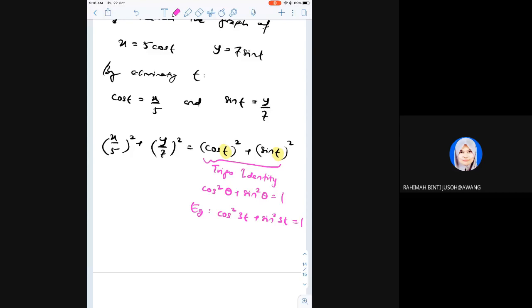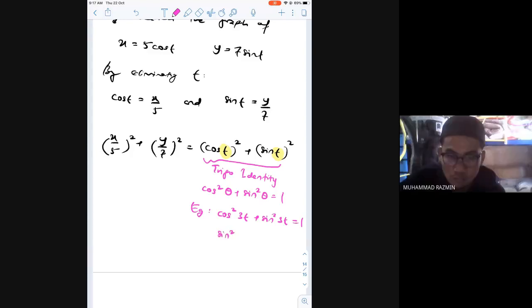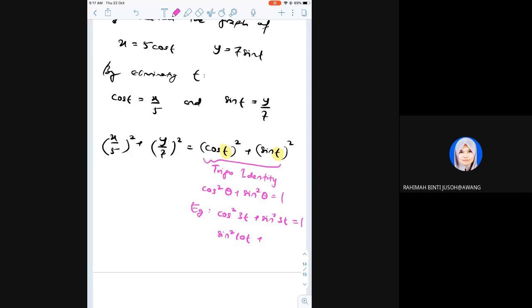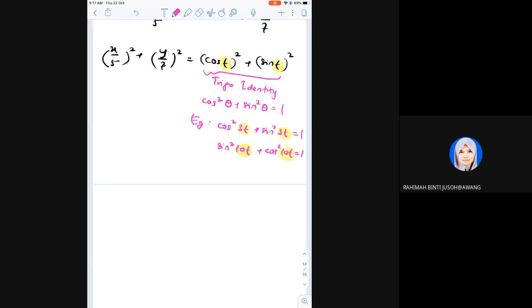Understand? What if I have sin squared 10t plus cos squared 10t? This is also 1. The trigonometric identity holds provided the value is the same. Cos squared and sin squared, if their angles are the same, it will be 1. That is the trigonometric identity. Get it? So now we have (x over 5) squared plus (y over 7) squared equals 1. So yes, this is an ellipse.